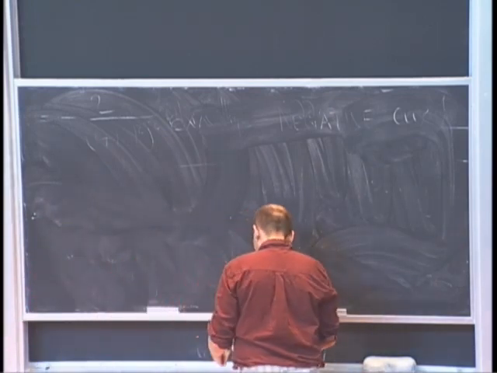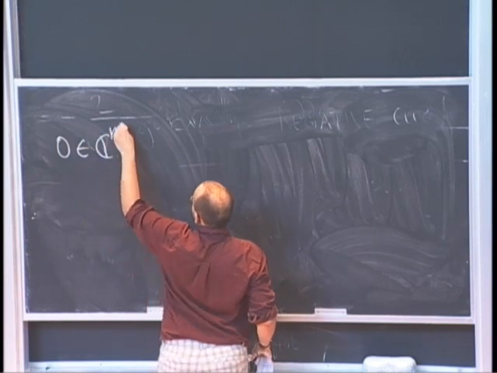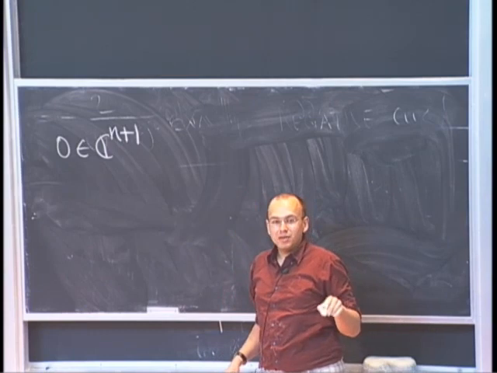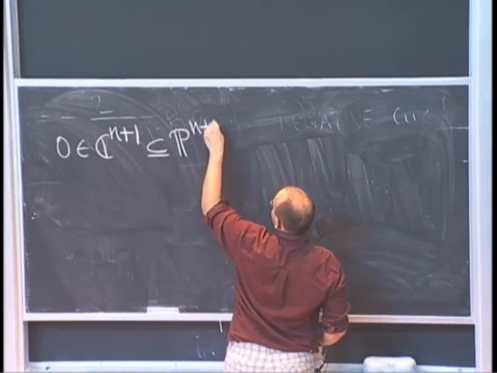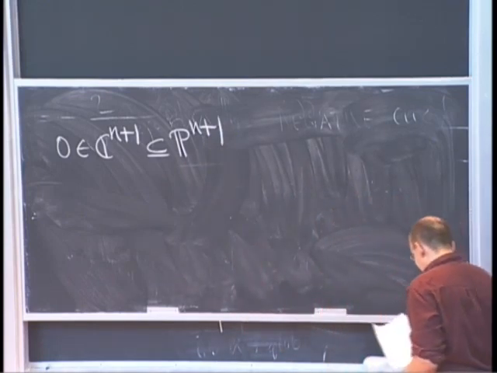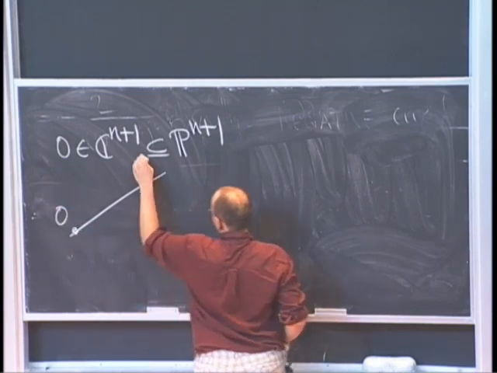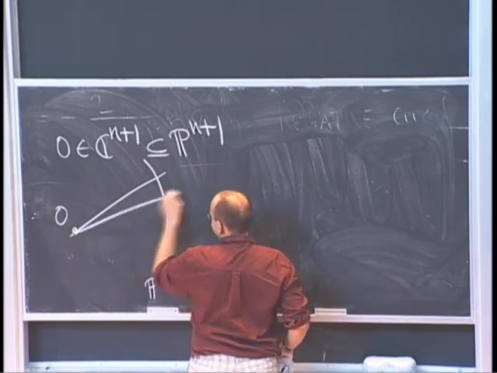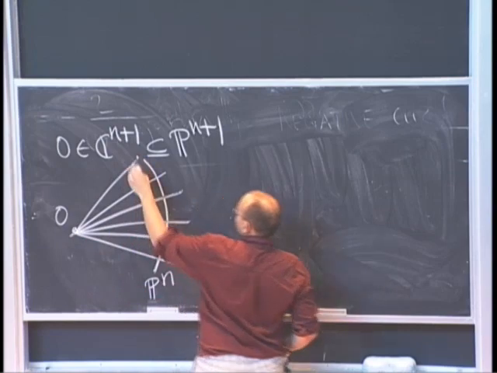So say you take the origin in Cⁿ⁺¹, and you use Cⁿ⁺¹ as sitting inside Pⁿ⁺¹. So you take the projective completion of affine space. With a picture like this, it's the origin, and you have the hyperplane at infinity, that's a copy of Pⁿ. Then you have lines through the origin.